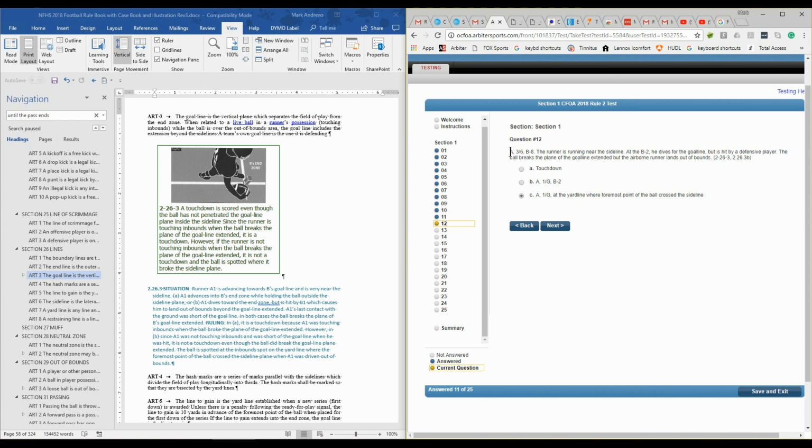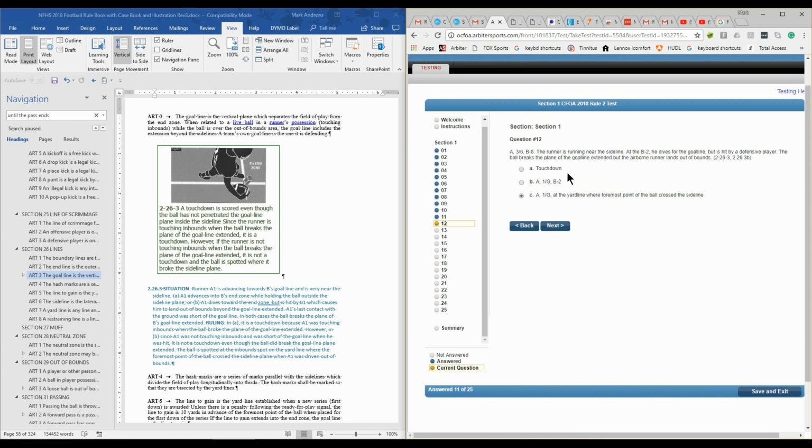So A's ball, 3rd and 6 on the B8. So they've got to get to the 2 for a first down. They've got 8 yards to get to a touchdown. The runner is nearer the sideline. At the B2, he dives for the goal line, but is hit by a defensive player. The ball breaks the plane of the goal line extended, but the airborne runner lands out of bounds.